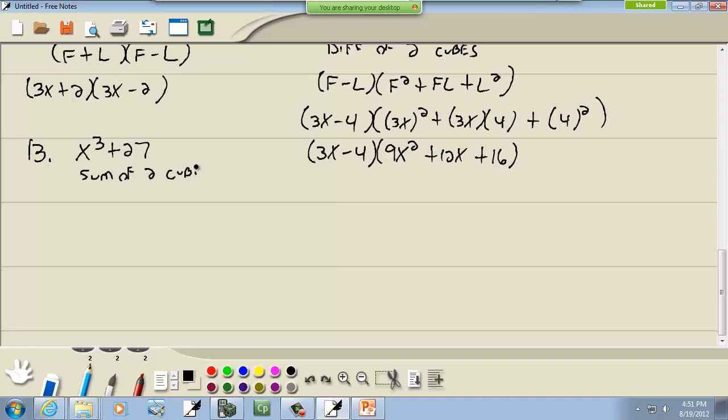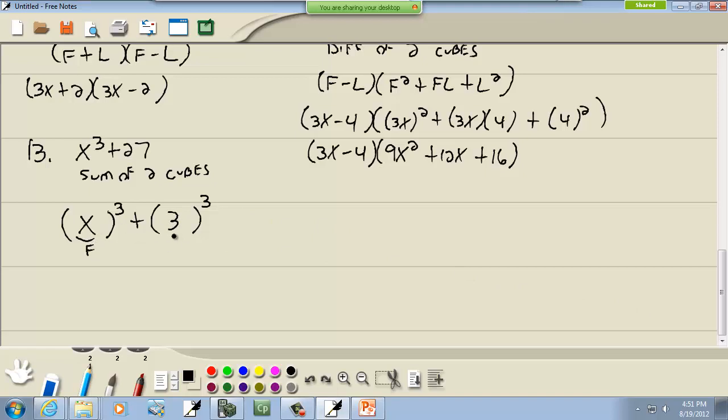Now we're going to, this is similar to the last one. We're going to write this as something to the third power plus something else to the third power, possibly. So we ask ourselves, what times itself 3 times gives us x to the third? X times x times x. And for 27 would be 3 times 3 times 3.